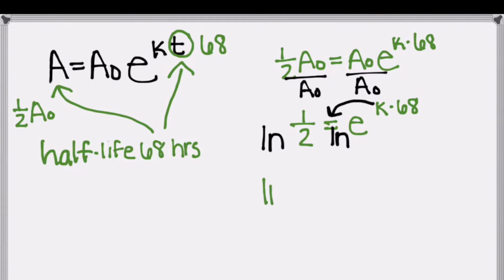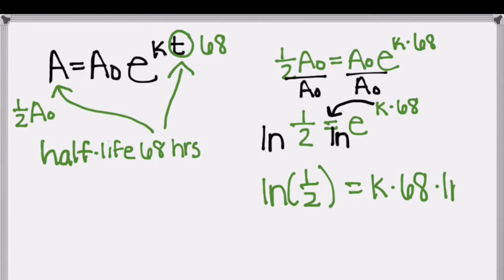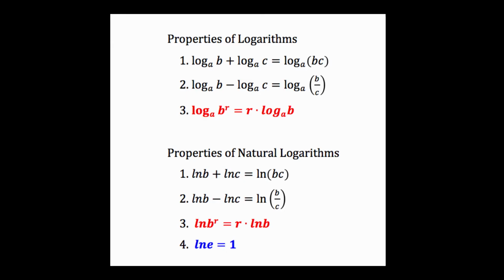By doing that, that allows us to bring the k times 68 down to the front, so we end up with k times 68 times ln of e. And we can do that based on this property of logarithms. The power property states that if the log has an exponent, you can actually bring it to the front and turn it into multiplication. And here with these properties of logs, I show the generic properties of logs and also the properties that apply specifically to natural logs. And the one that's going to come in handy with these problems as well is the fact that ln of e is equal to 1.